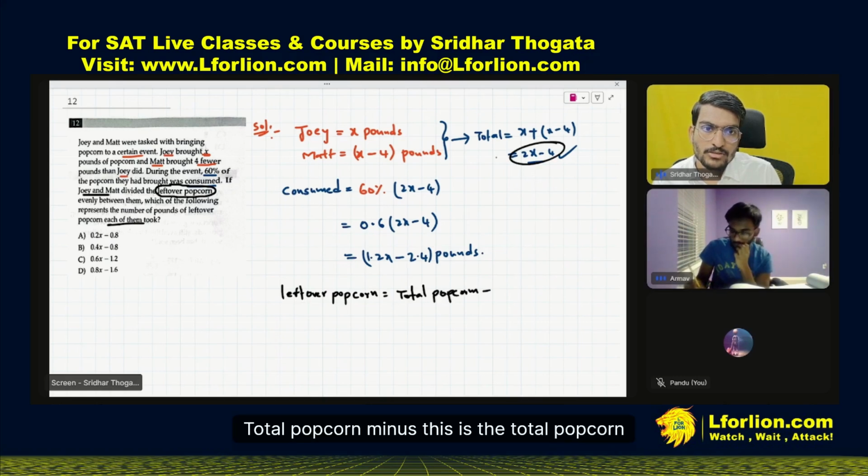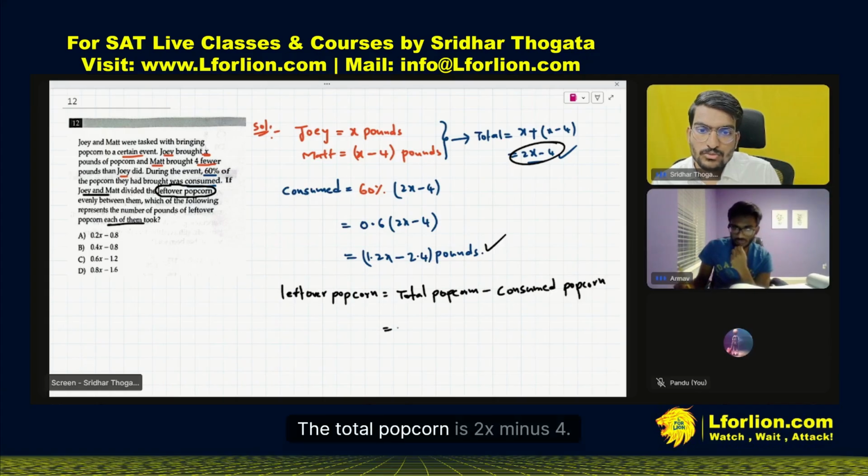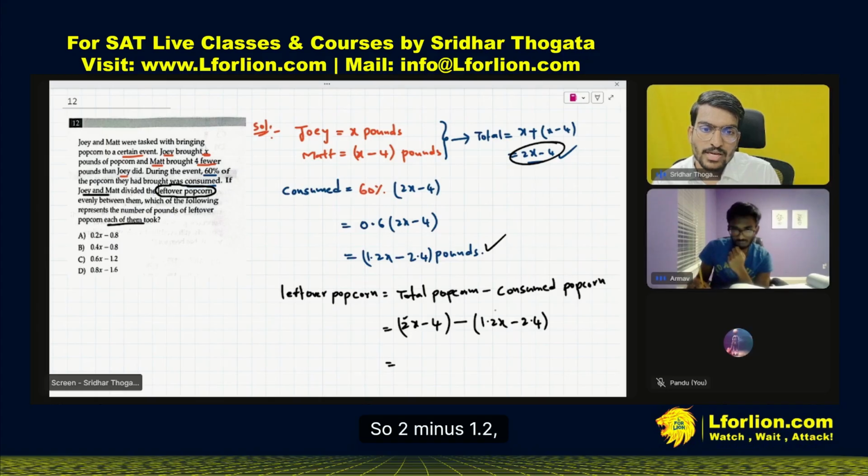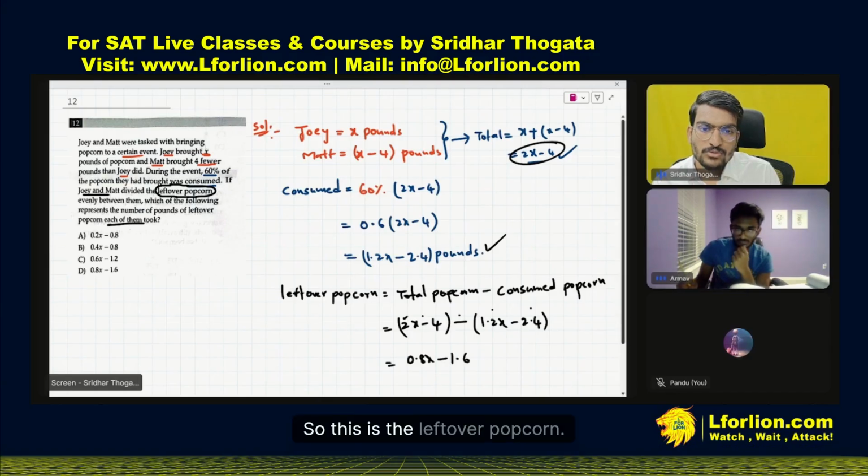To get the leftover popcorn, we take total popcorn minus consumed popcorn. Total popcorn is 2X minus 4 and consumed popcorn is 1.2X minus 2.4. So 2 minus 1.2 is 0.8X, and minus 4 less 2.4 is minus 1.6. So this is the leftover popcorn.